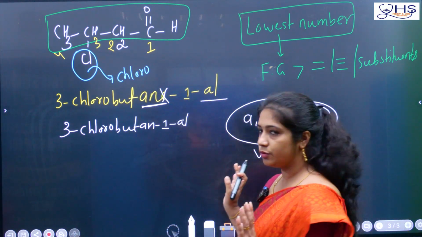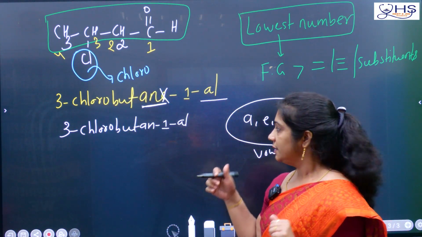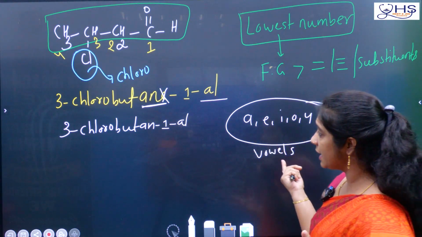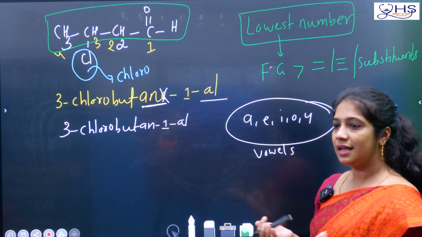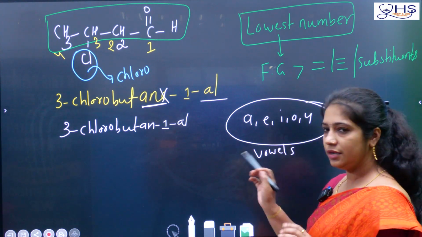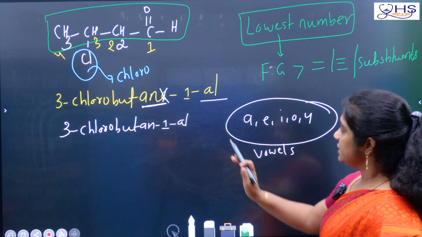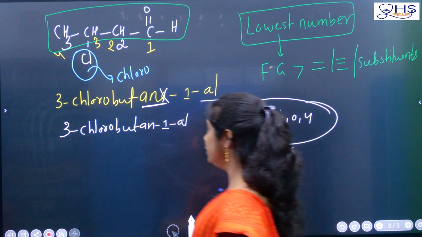If you don't mention the position, when it is other than one, they will deduct your mark. IUPAC marking is like this: if you write 100% correct, full mark. If not, they will not give you half mark or something. It will be wrong itself. So this is the name of this compound. Now we'll try for ketone.